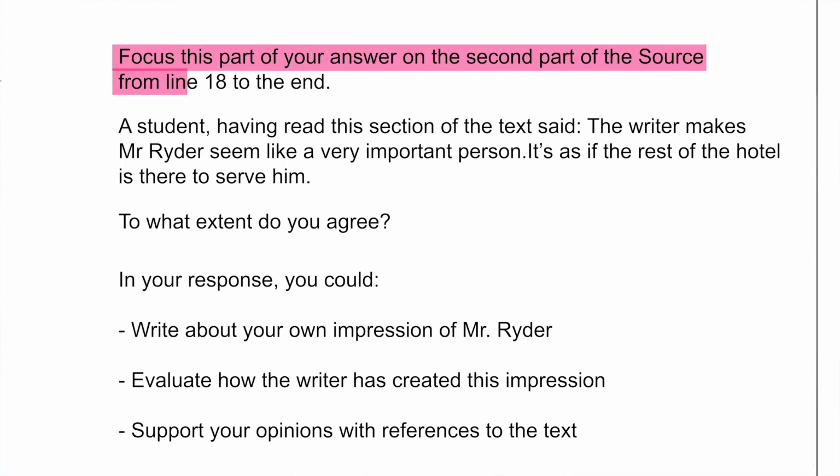The extract we're working with is the beginning of The Unconsoled, a novel in which a pianist has arrived at a hotel in an unknown European country to give a rehearsal, the details of which are unclear. The question we'll be working with is as follows. Focus this part of your answer on the second part of the source from line 18 to the end.